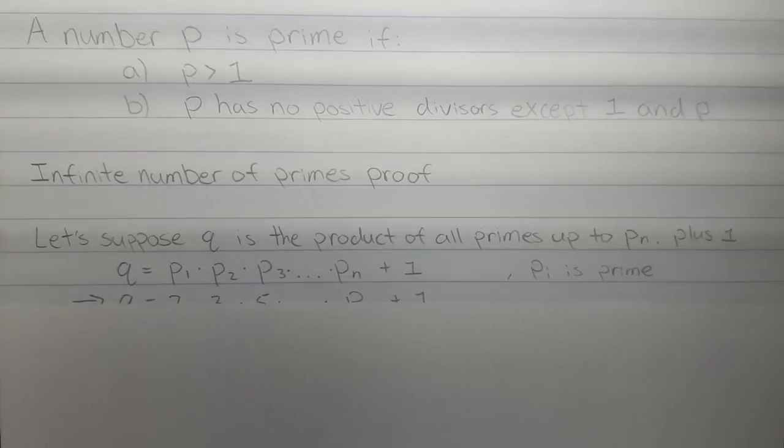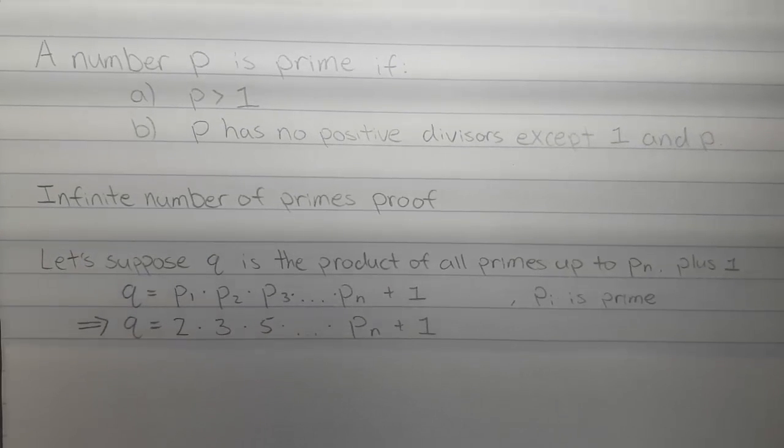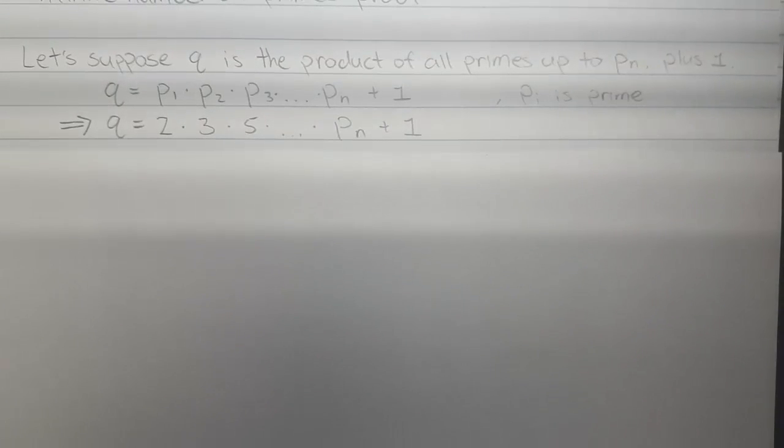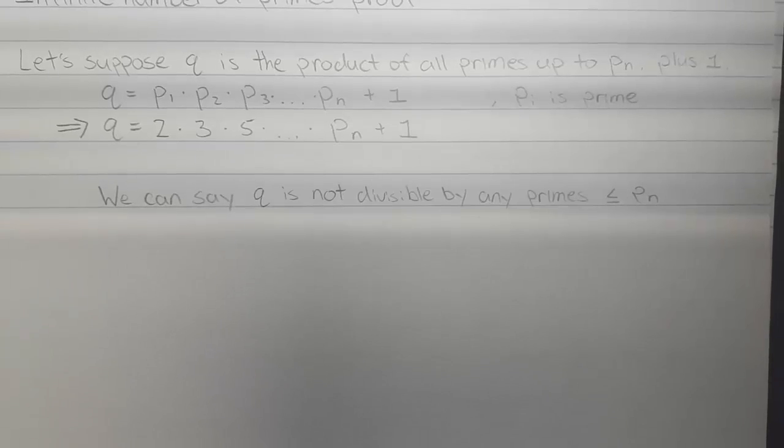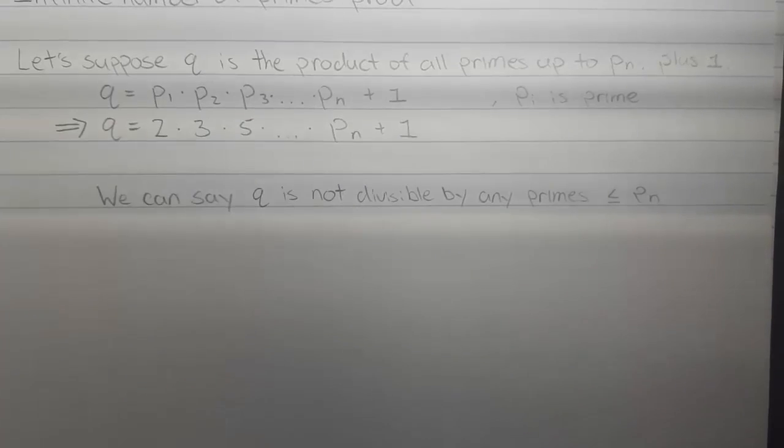If we write it in numbers, 2 is the first prime number, so 2 is p1, 3 is p2, and 5 equals p3. Now based on this formula, we can say that q is not divisible by any prime less than or equal to pn.